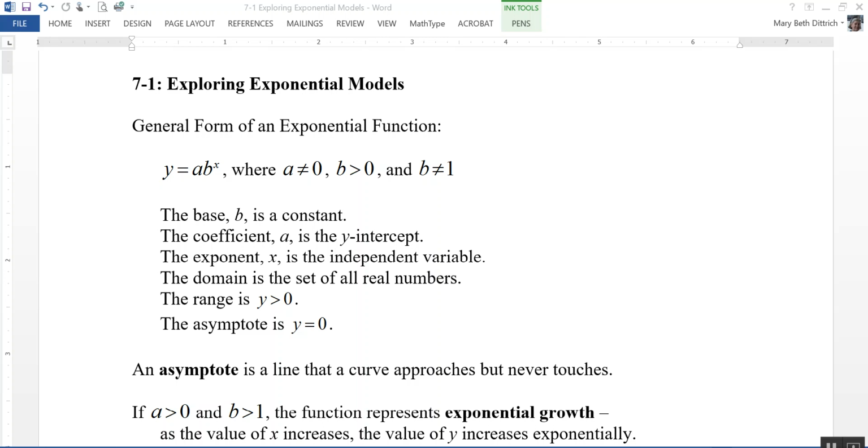Its domain is the set of all real numbers, and its range is y is greater than 0, and the asymptote is the line y equals 0. An asymptote is a line that a curve approaches but never touches, and you'll see that when we go to graph some of these.